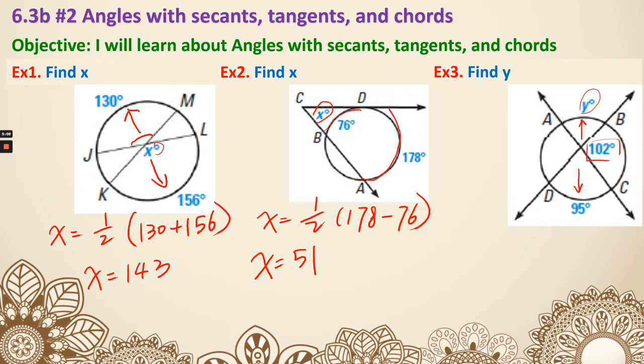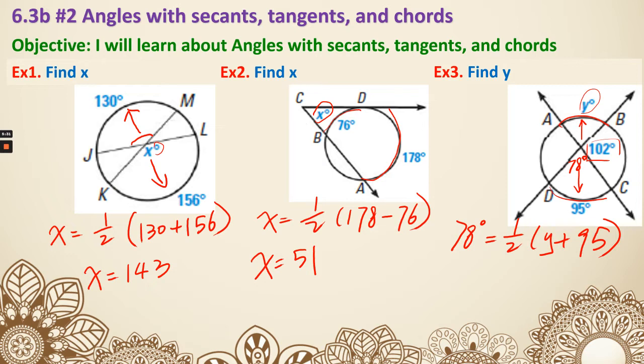So we can use 180 minus 102. We would know this angle right here is going to be 78 degrees. And 78 degrees is going to be half of these two arcs added together. As you may notice, I'm not setting up to solve for y yet. I'm just setting up based on the theorem, based on what I know. 78 is half of y plus 95.